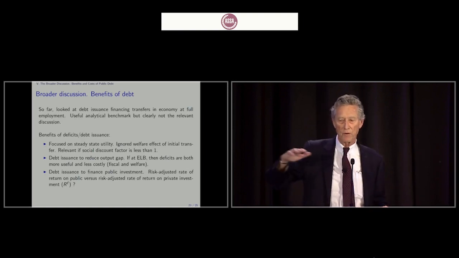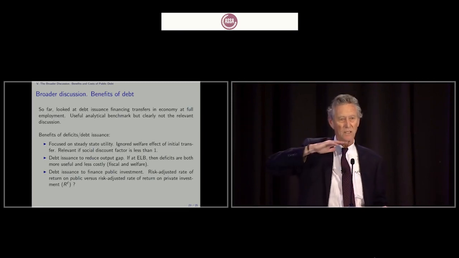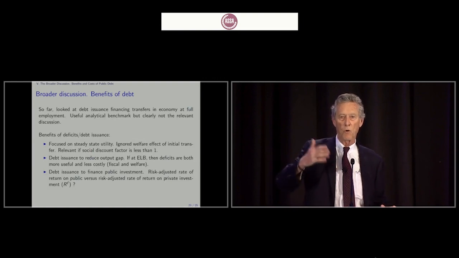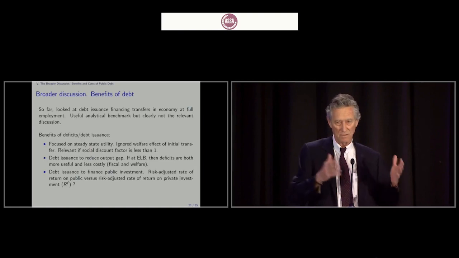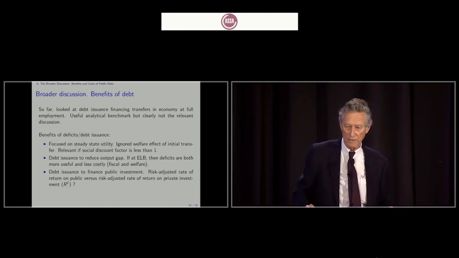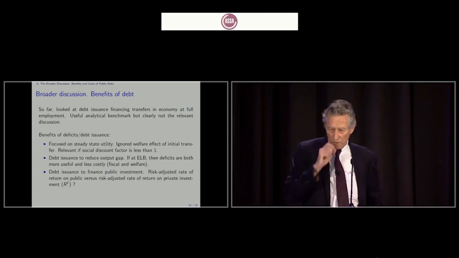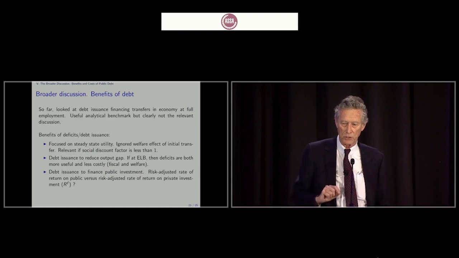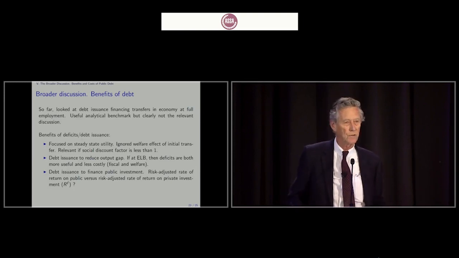If you have a social discount factor which is 1, that's fine. You're basically looking infinitely in the future, and only the steady state matters. But if you give more weight to current generations than future generations, then this is going to make the computation more favorable to debt than otherwise. The second, I think, is important in the current context, especially if we get back into a recession, which is debt issuance to reduce the output gap.